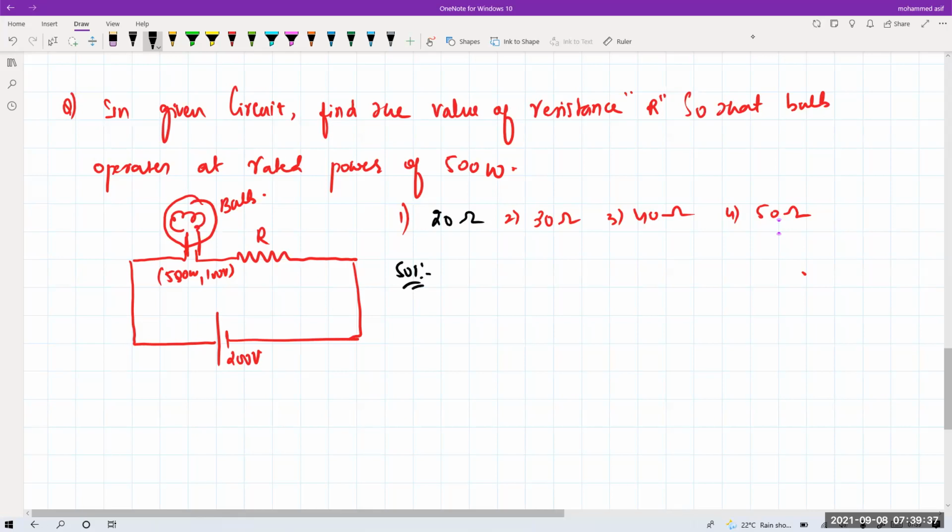In the given circuit, find the value of the resistance capital R so that the bulb operates at the rated power of 500 watt. So for the bulb you have got 500 watt and 100 volt. For the bulb, resistance R is connected in series and connected to a battery of 200 volt.